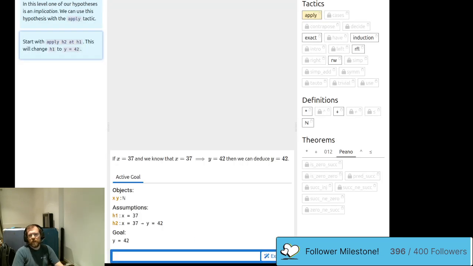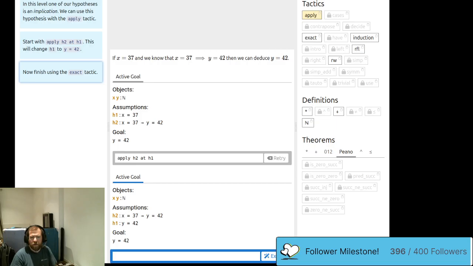If x is equal to 37 and we know that x equals 37 implies that y equals 42, then we can deduce that y must be equal to 42. So this is saying that we can use the apply statement to apply one statement h onto another. So y equals 42. Y equals 42 is exact with h1.